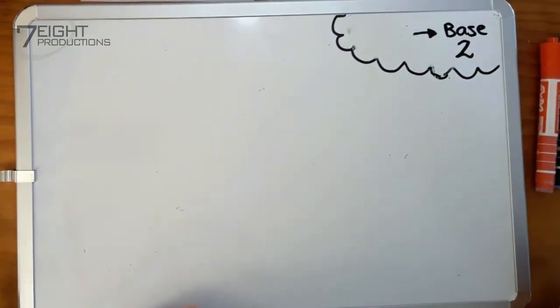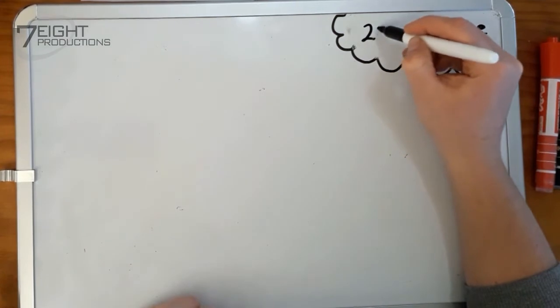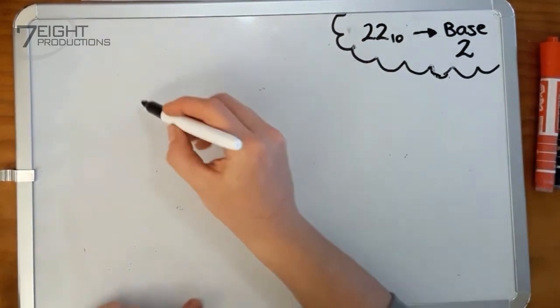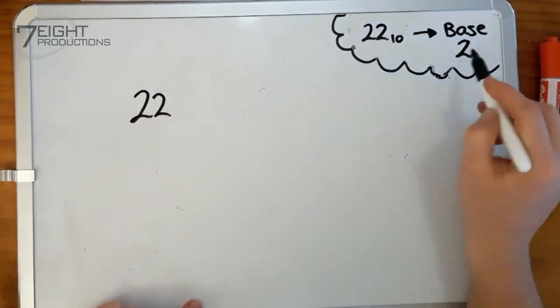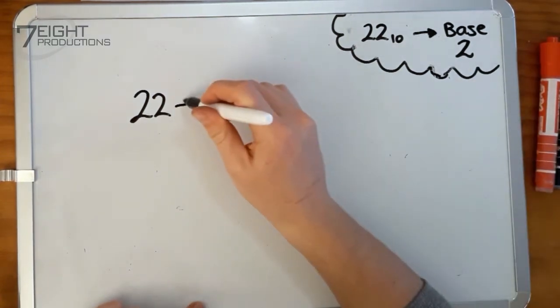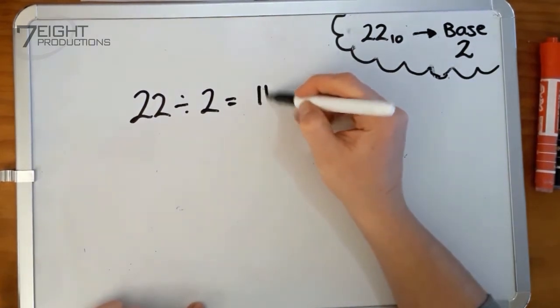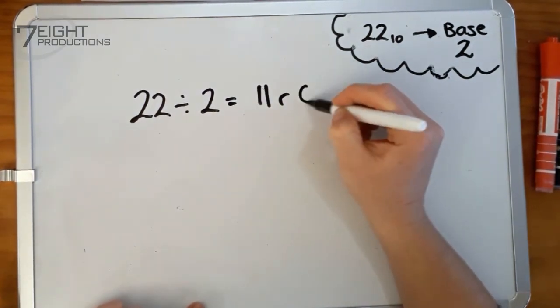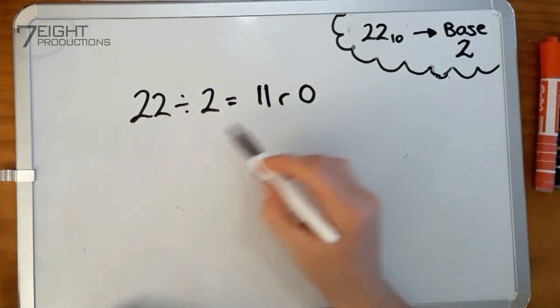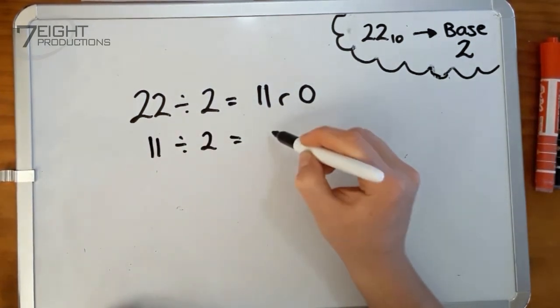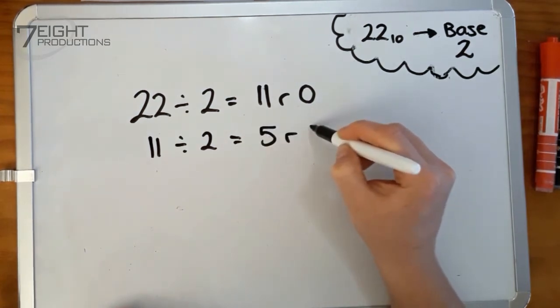Let's look at one more example. Let's turn the number 22 in base 10 into a base 2 number. I think I could leave it to you, but I'll walk you through it. We start with this number, 22, and we divide it by the base that we're trying to turn it into. 22 divided by 2 is equal to 11, remainder 0. We take the 11, divide it by 2 again, and we have 5, remainder 1.